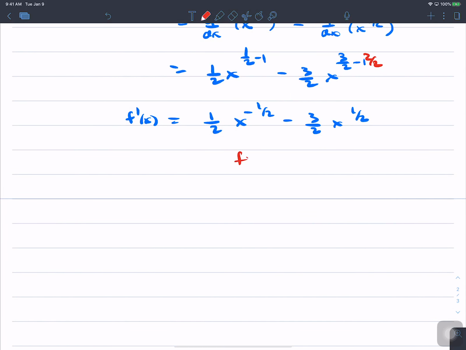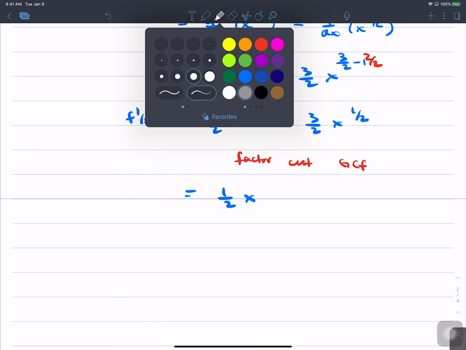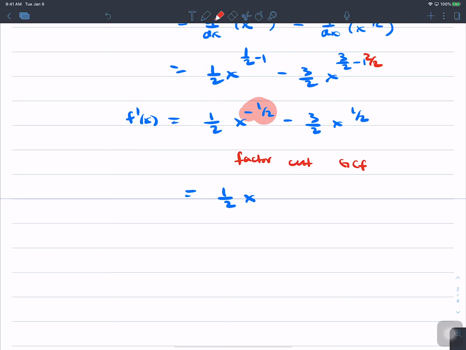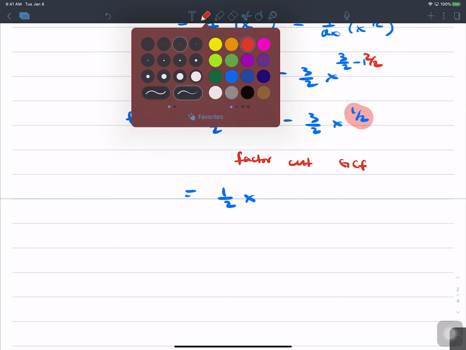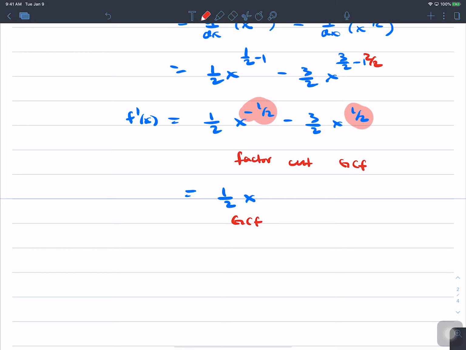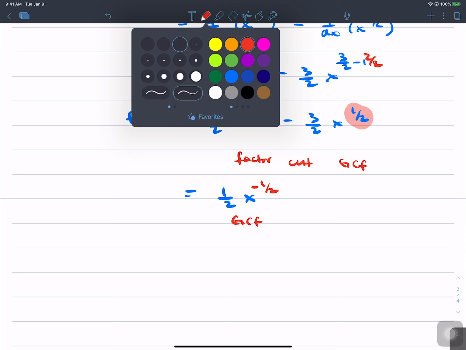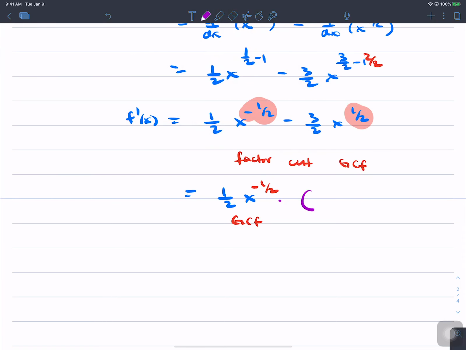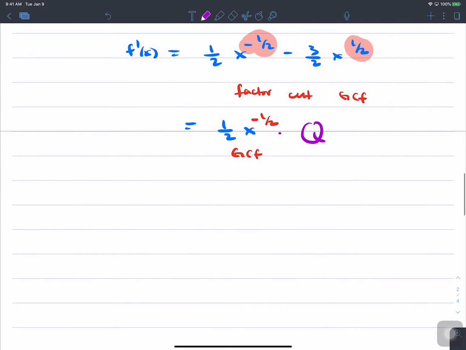We want to factor out the greatest common factor. So we're going to factor that 1/2 x to the, now here's what you're going to have to think about, right? You got negative 1/2, you got positive 1/2. You want the smallest power. That's going to be your GCF. So we're looking for the GCF. So the smaller power here is going to be negative 1/2. But don't forget, I got to multiply it to the quotient.